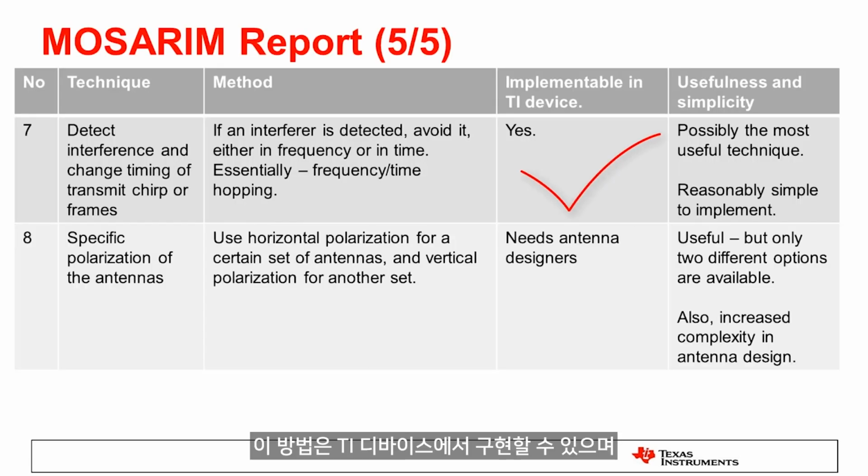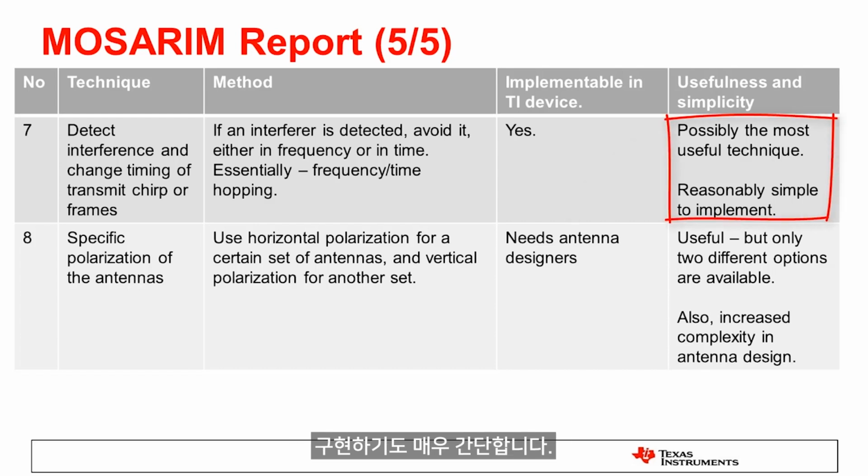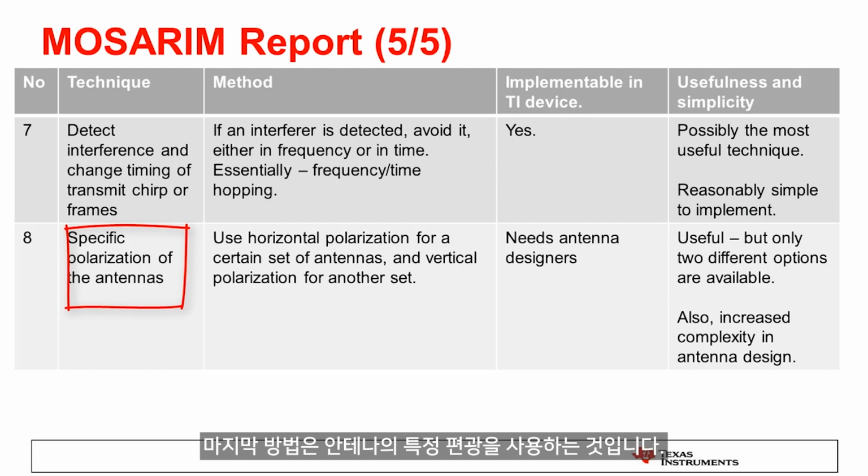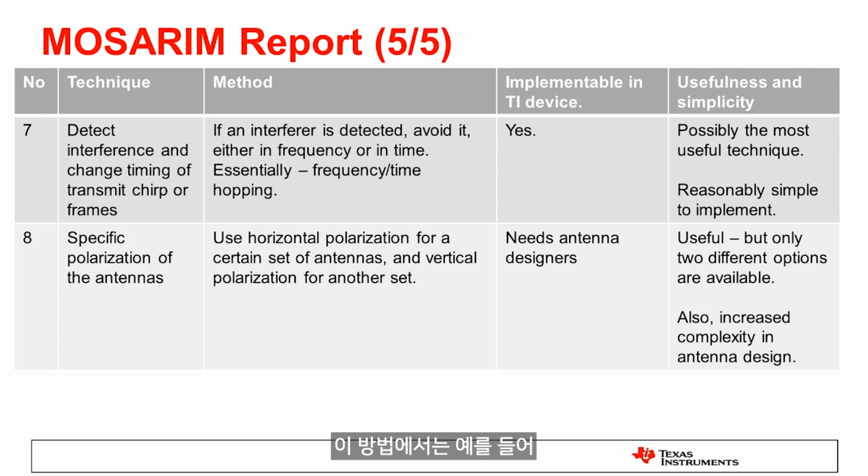This is implementable in TI devices and is probably the most useful technique and is reasonably simple to implement. The final method involves specific polarization of antennas. In this method, we use, for example, horizontal polarization for a certain set of antennas and vertical polarization for another set. If an aggressor uses horizontally polarized antennas for transmission and a victim uses vertical polarized antennas for its receiver, then the signal from an aggressor will be severely attenuated at the antenna of the victim.